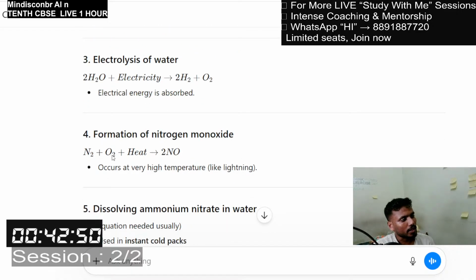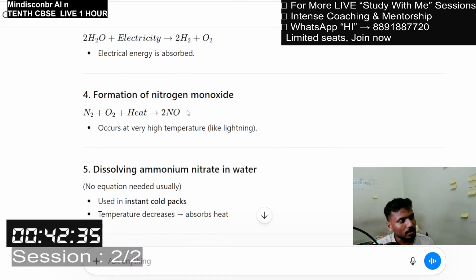Formation of nitrogen monoxide, N2 plus O2 plus heat gives 2NO, occurs at very high temperature like lightning. So at the time of lightning, the reaction occurring is N2 plus O2 gives 2NO in the presence of heat, which leads to the formation of nitrogen monoxide.